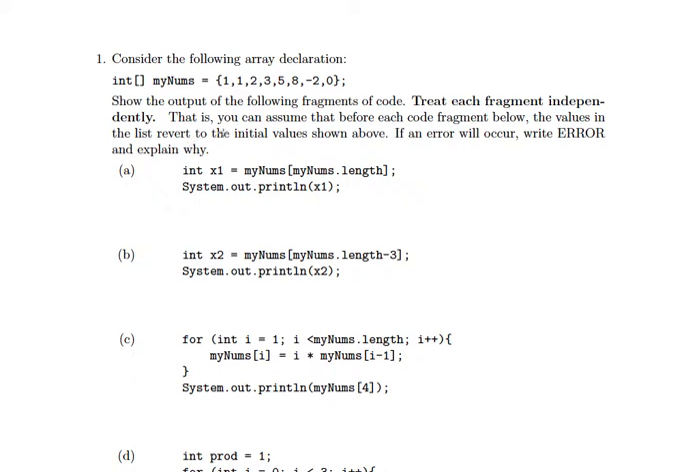Okay, so section 1A uses this array up at the top, and I am supposed to just go through each one of these and basically trace this and say what will happen in the variables and trace any output. So I've got x1 is equal to mynums sub mynums.length.